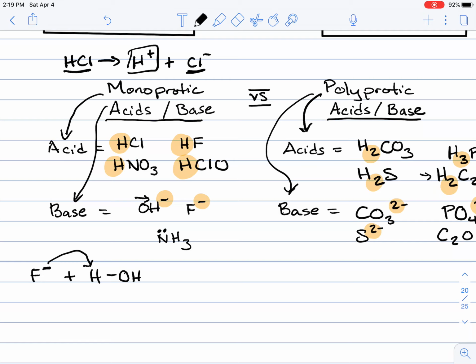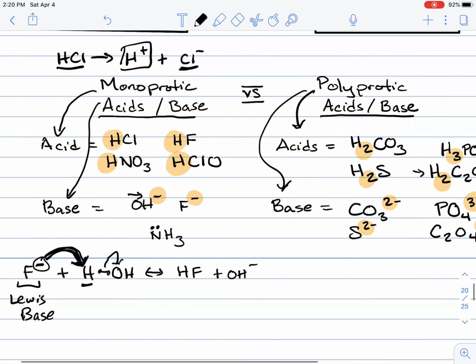So here you have a Lewis base, which is the fluoride. I'm just going to go ahead and put in Lewis base. And then it's going to donate that lone pair to hydrogen. This arrow forms a covalent bond between fluoride and this hydrogen. And then the electrons present in this covalent bond are going to go back to oxygen. And so what you get is the conjugate acid, HF, and hydroxide.